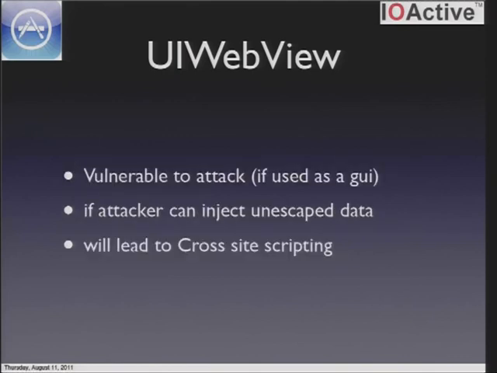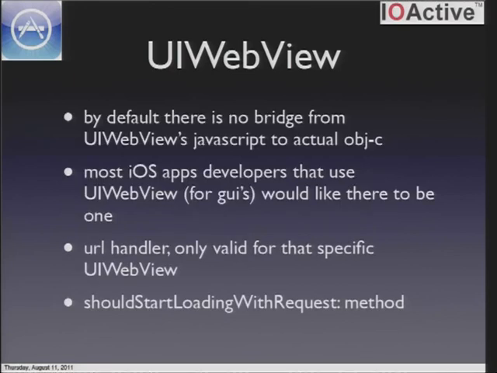So let's talk about using this stuff as a GUI. This stuff is vulnerable to attack. If users can get their data in there unescaped, obviously that leads to cross-site scripting. And now you go, cross-site scripting, this stuff is actually kind of cool. By default, there's no bridge from JavaScript to Objective-C. But it turns out there's a whole bunch of iOS developers that said, if I'm going to be using this stuff as a GUI, I need to be able to call back to Objective-C to say update this and update that. And so people said, well, we need to have a bridge between our JavaScript and Objective-C.